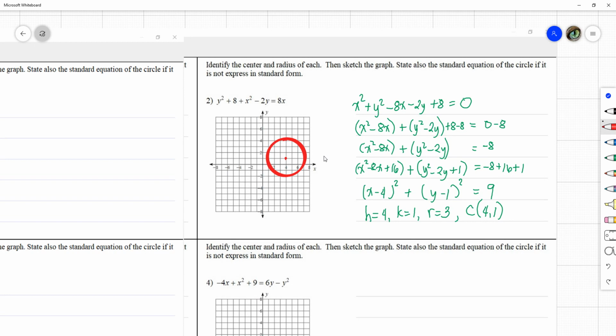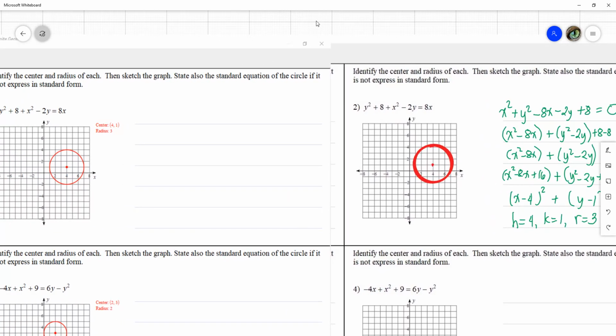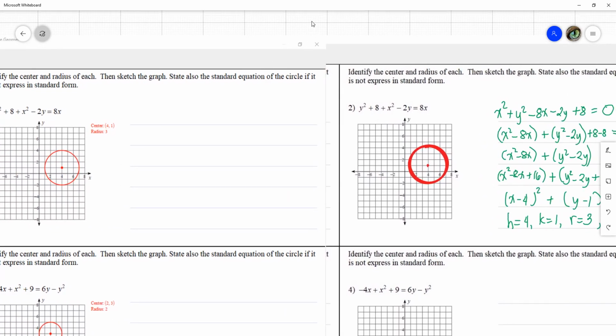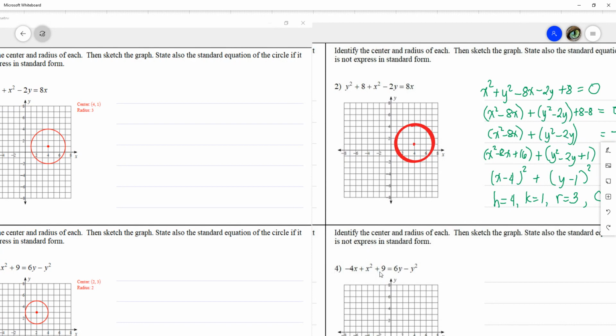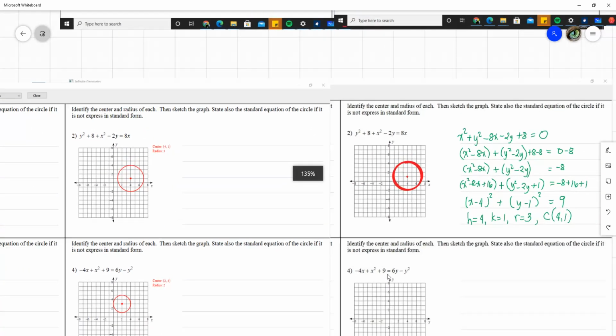Okay. So if we compare the graph, they are on the same points. Okay. So let's have number 4.